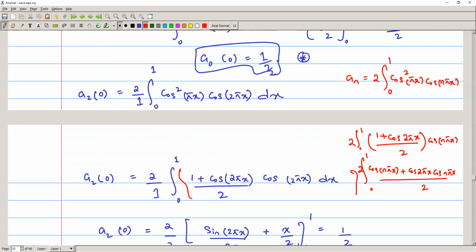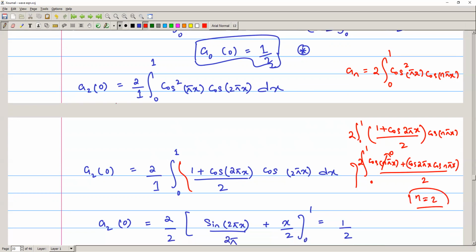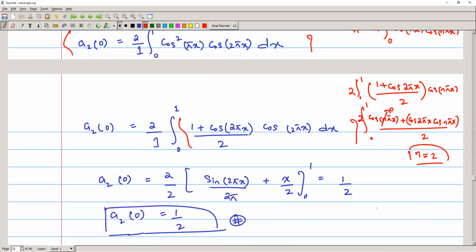And again, for this cosine n pi x, when we integrate this, we will get sine n pi x, and sine n pi x is 0 from 0 to 1. Therefore, this will be 0. And for this part, we will only get the solution for n equal to 2, right? So we already worked here for n equal to 2. Therefore, no need to find an, because an is 0 for n other than 2. So we can write here an is equal to 0 for all n not equal to 2.